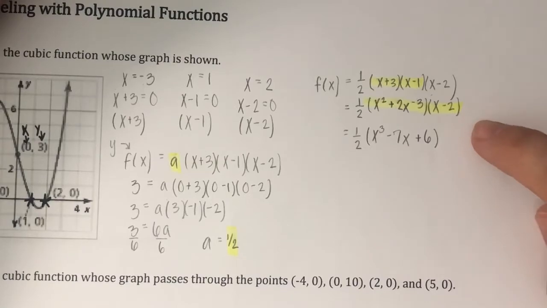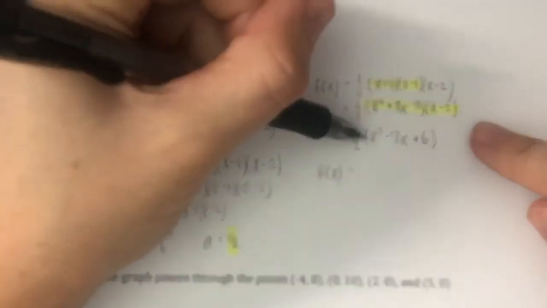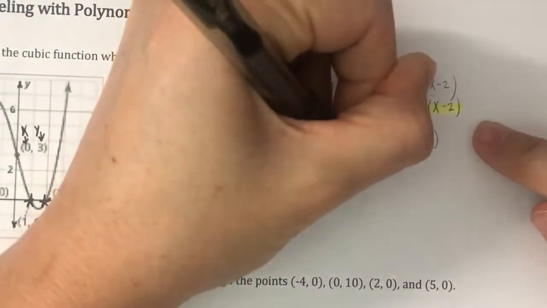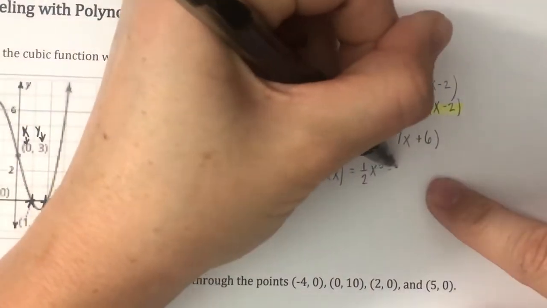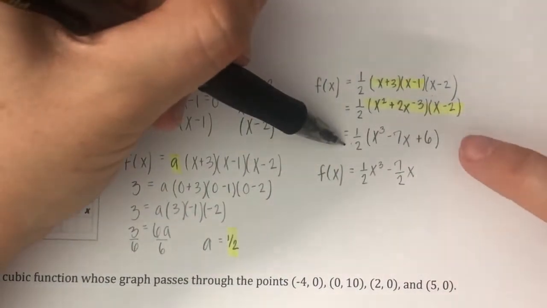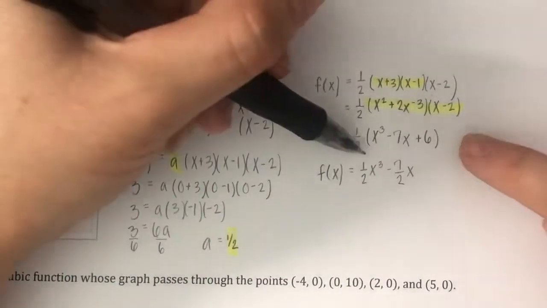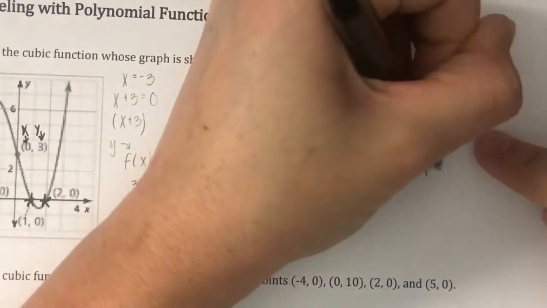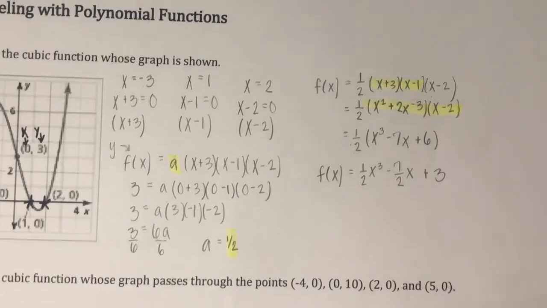The last thing we need to do is distribute that 1/2 in. So our final function would be f of x equals 1/2 times x cubed is 1/2 x cubed. 1/2 times negative 7x is negative 7 halves x, and you just leave it as a fraction. And then 1/2 times 6 is 3. Anything times 1/2 is the same thing as dividing by 2. So our final function is f of x equals 1/2 x cubed minus 7 halves x plus 3.